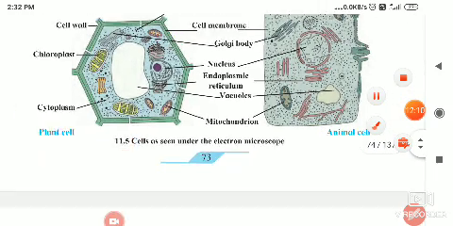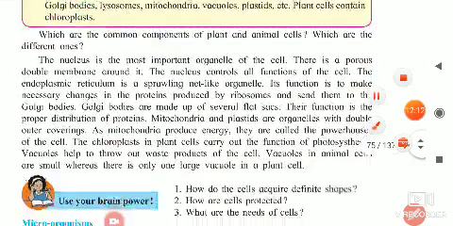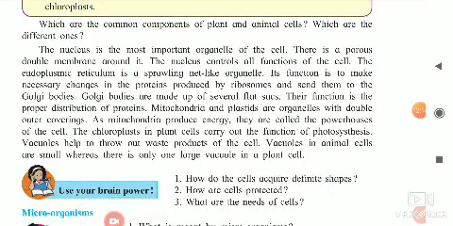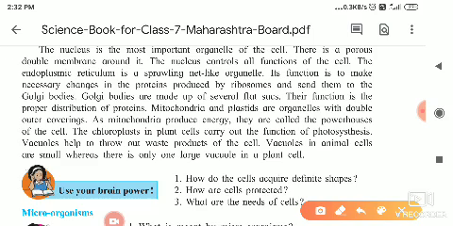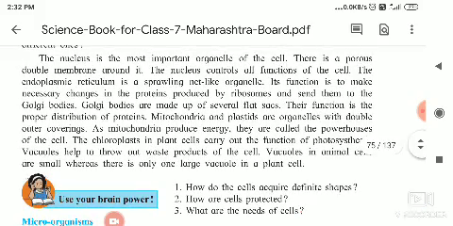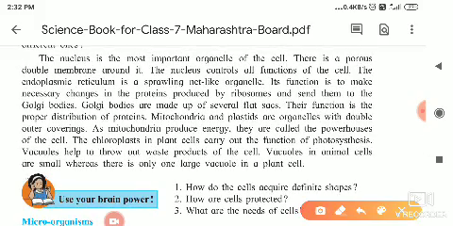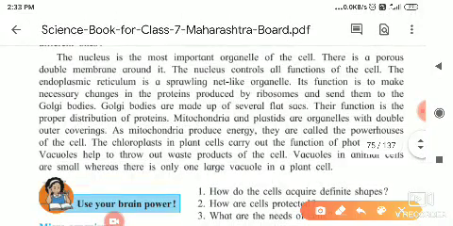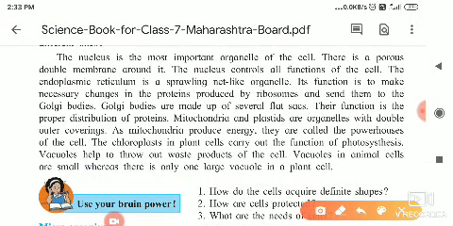Okay, next point. The nucleus is the most important organelle of the cell. Just as the brain controls our body, the nucleus is the brain of the cell and it controls the whole cell. There is a porous double membrane around it. Porous means it has small holes. The nucleus controls all the functions of the cell.